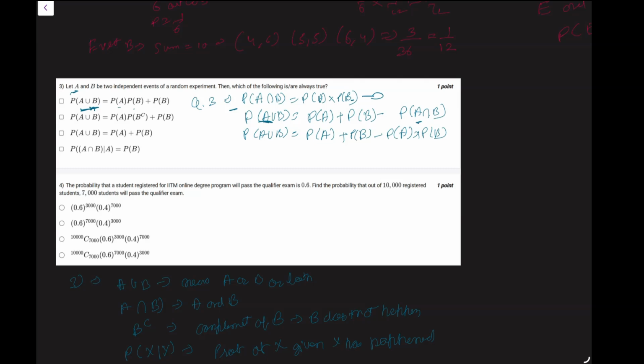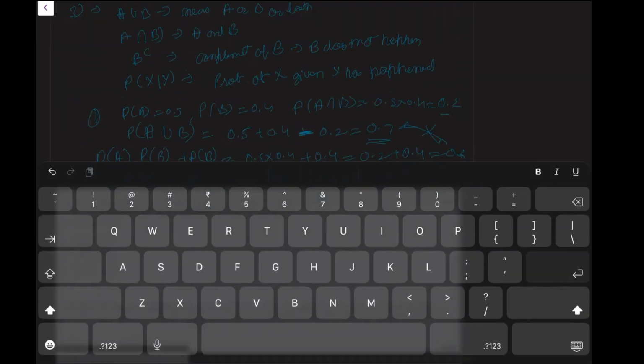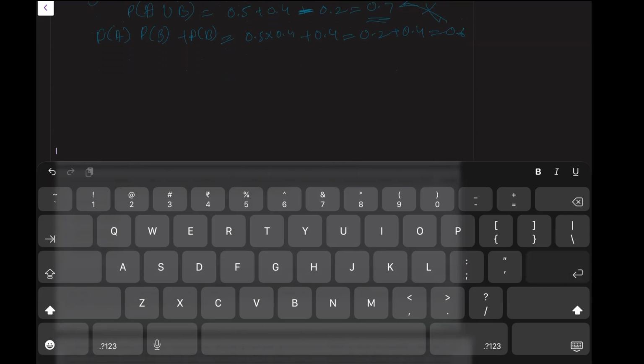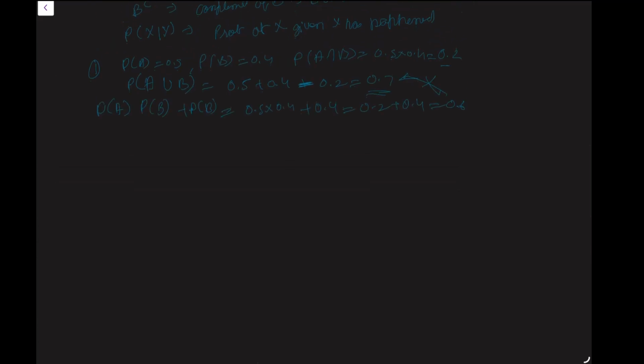Likewise, we can go and check the second option to see if that's true or not. I know it's lengthy, but these are basics, and it's important to learn the basics. So the second option has something, probability of B complement. This literally means 1 minus probability of B. That is going to be 0.6.